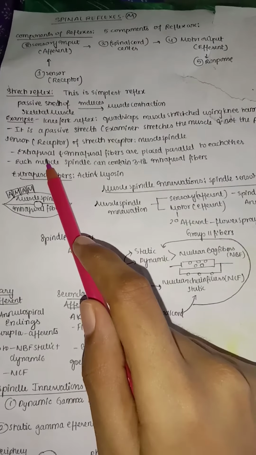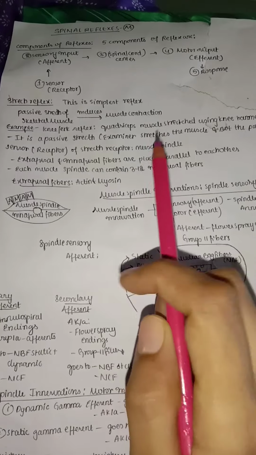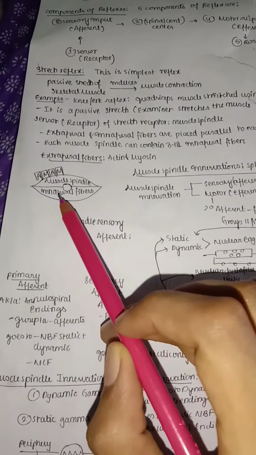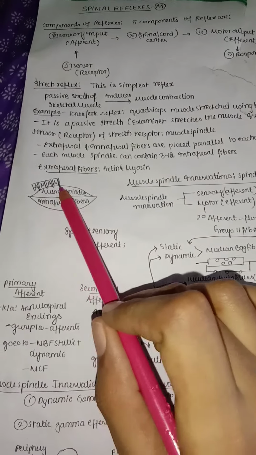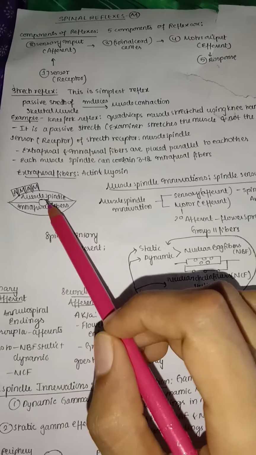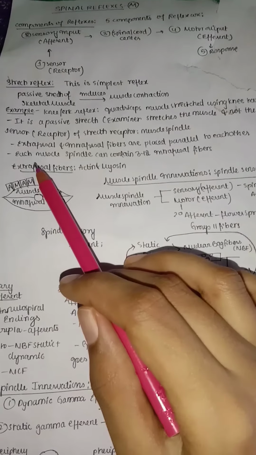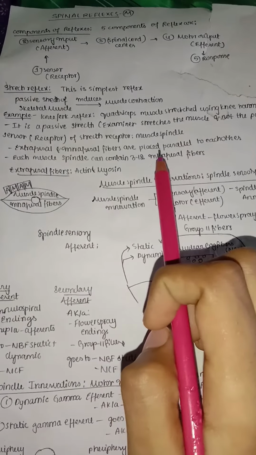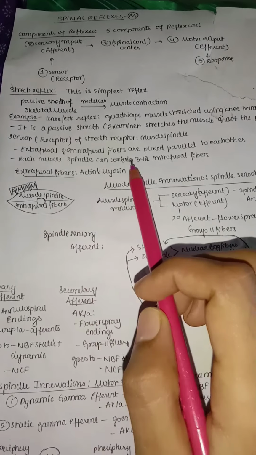Next, mainly we have extrafusal and intrafusal fibers which are placed parallel to each other. In a muscle spindle, for example, you can see here, this is a muscle spindle. You have these A and M, actin and myosin, these are the extrafusal fibers, and inside you will have the intrafusal fibers, and they both are arranged in a parallel fashion. Each muscle spindle can contain about 3 to 12 intrafusal fibers. Very important: each muscle spindle has 3 to 12.